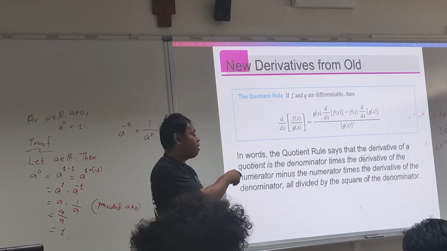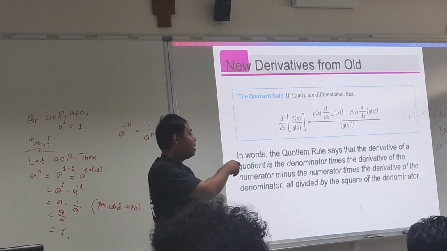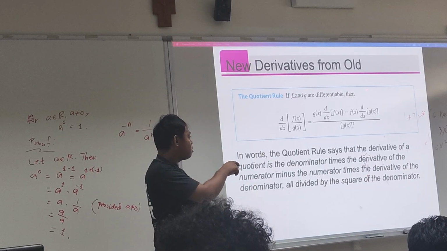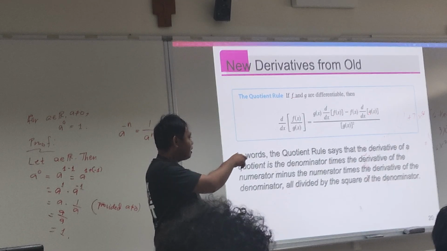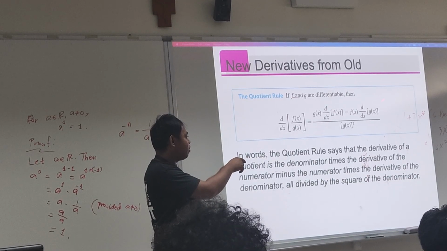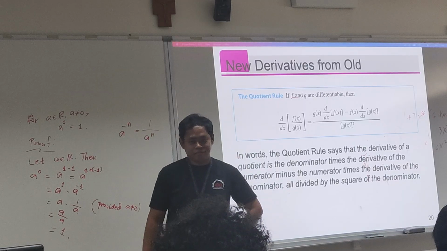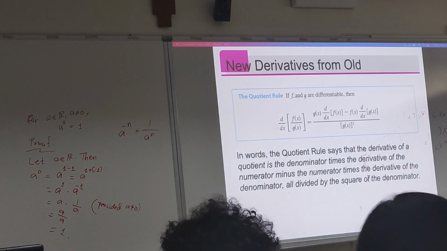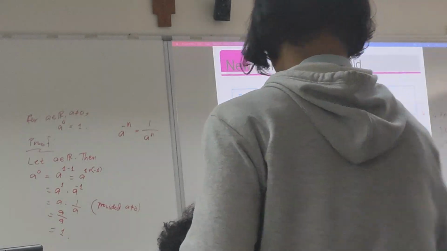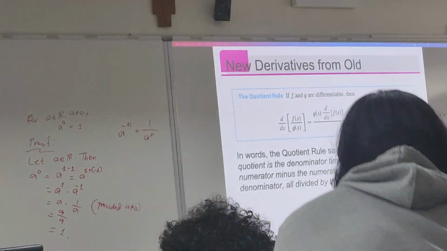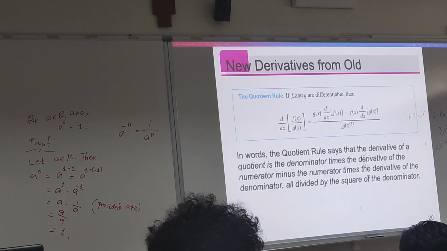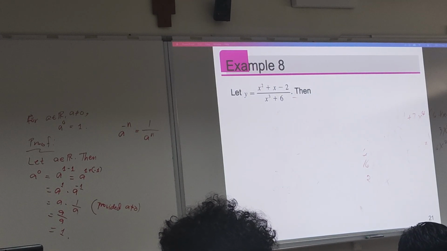Low means the denominator. The derivative of your high numerator minus high numerator times the derivative of your denominator, which is your L, all over L squared. Low D high, again: low D high minus high D low all over low square. Okay, so let's have an example.